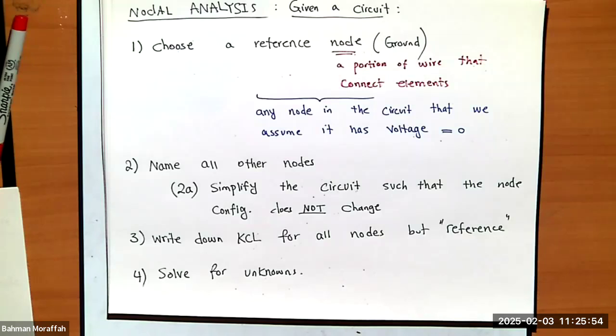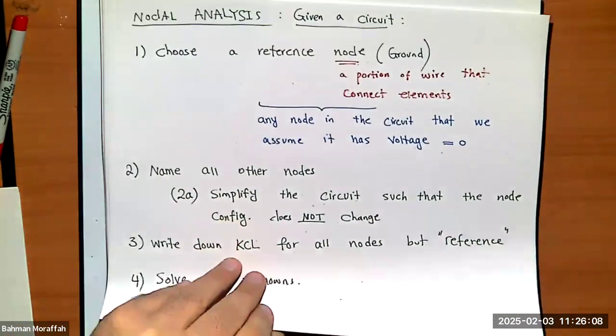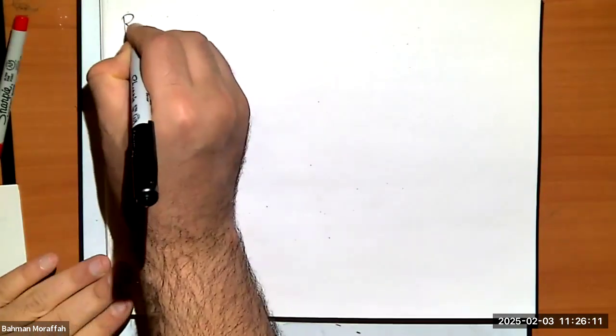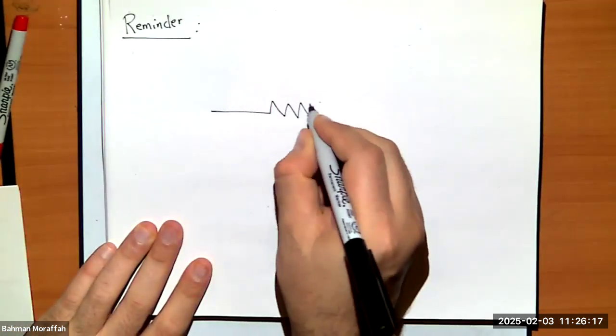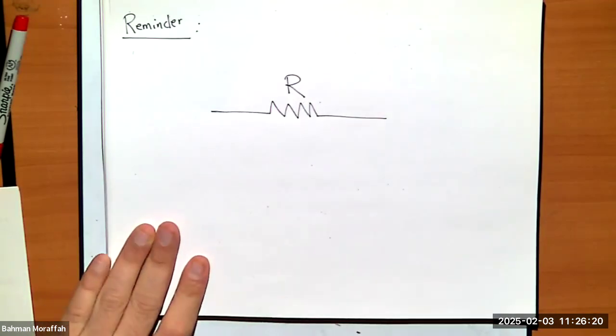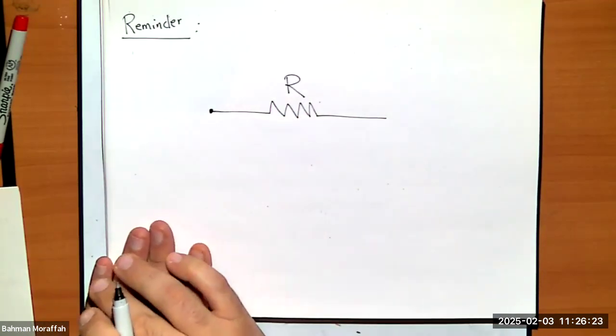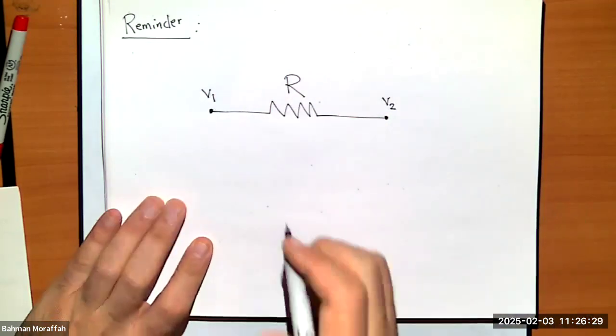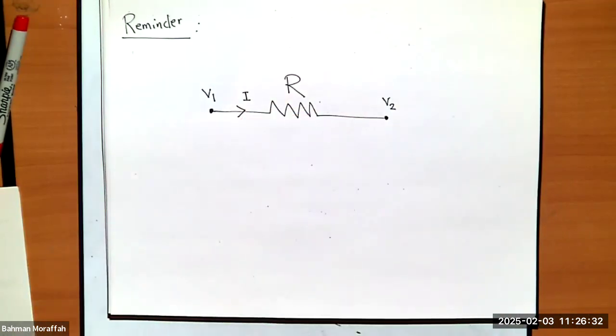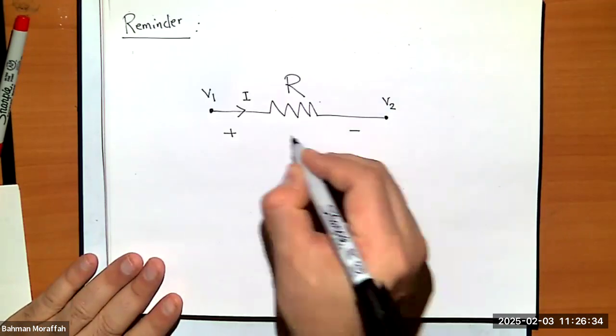Let's have a quick reminder about how we can actually write the KCL. We all know how to write it. I'm just going to give you a quick reminder. Any question about these steps? Are they clear? All right. So a quick reminder. Let's just say I have a resistance with value R. Let's call this voltage node here V1, this voltage node here V2. Let's just say current through this thing is I, and voltage across it is V.